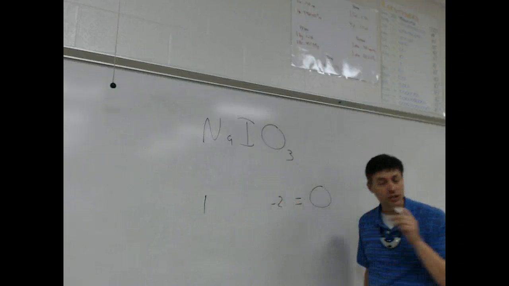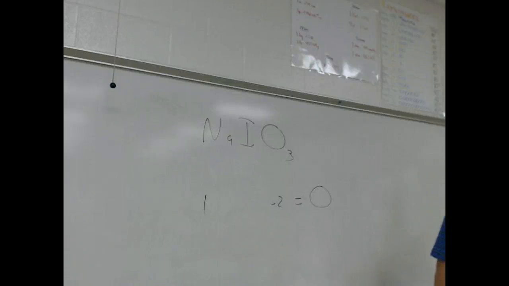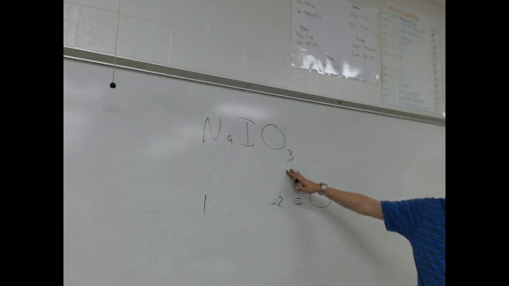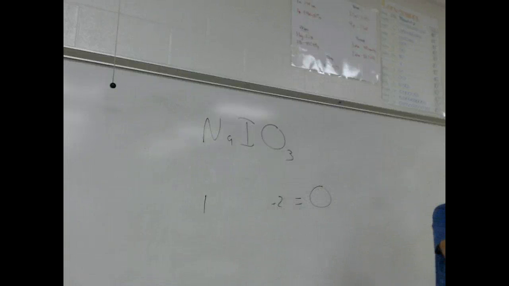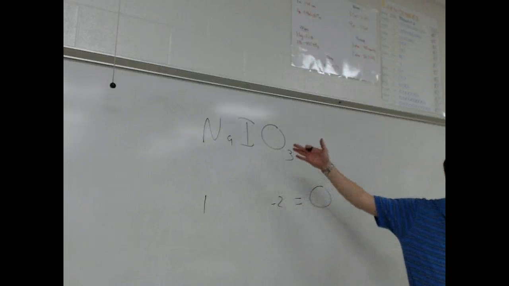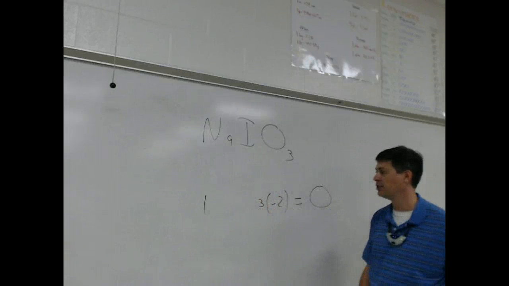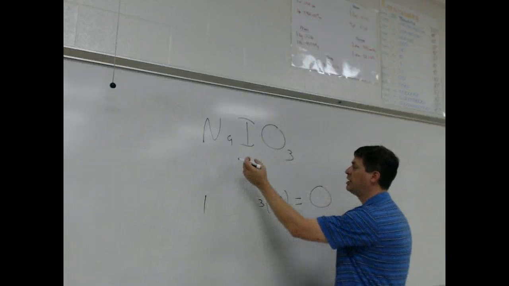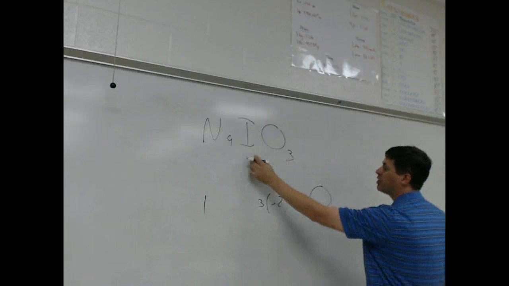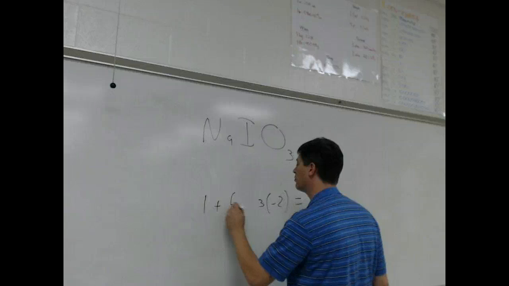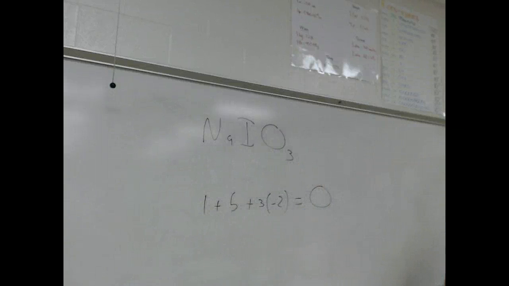-2. Let's make a distinction here. The oxidation state of oxygen in this FU is 2-, not 6-. It's 2-. Okay? There just happens to be 3 of them that are 2- each. So we're going to have 3 times -2. So it's all going to add up to 0. What must be the iodine? 5. Easy peasy.